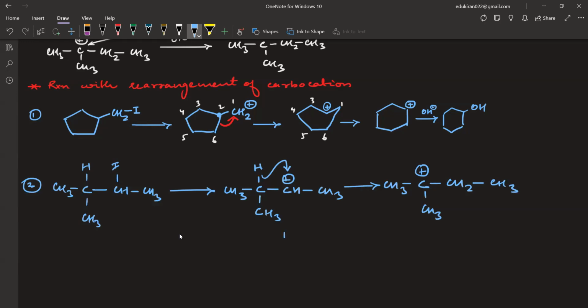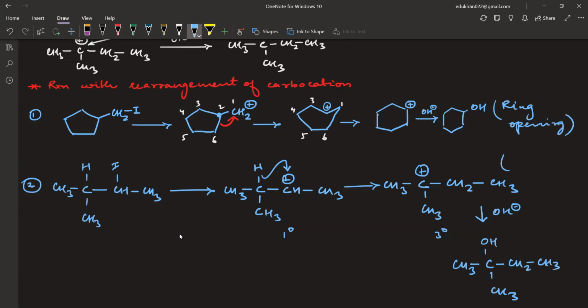So here you had what? Here you had 1 degree. Here it is 3 degree. Now the reaction will happen with OH negative. This can happen with any nucleophile. You will be getting CH3C, OH, CH2, CH3, and CH3. Please write this down. Let me know when you're done. This one is known as the ring opening. This is known as hydride shift.